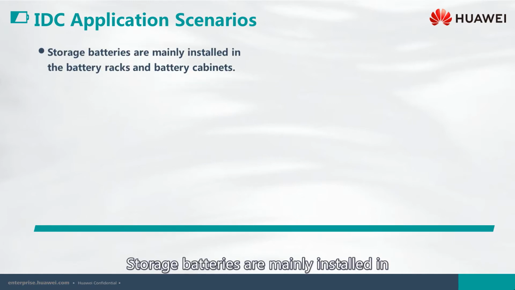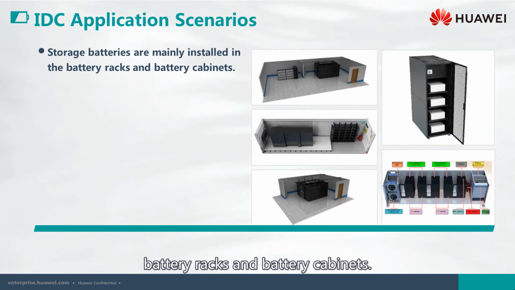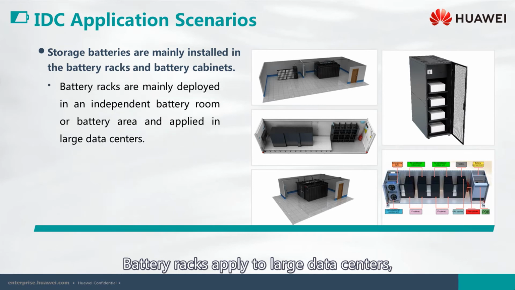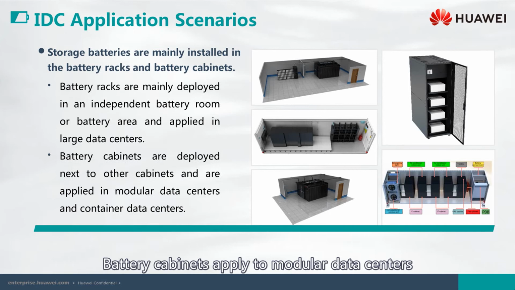Storage batteries are mainly installed in battery racks and battery cabinets. Battery racks apply to large data centers, where they are mainly deployed in an independent battery room or battery area. Battery cabinets apply to modular data centers and container data centers, where they are deployed next to other cabinets.